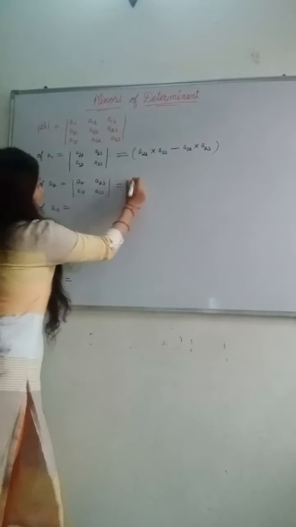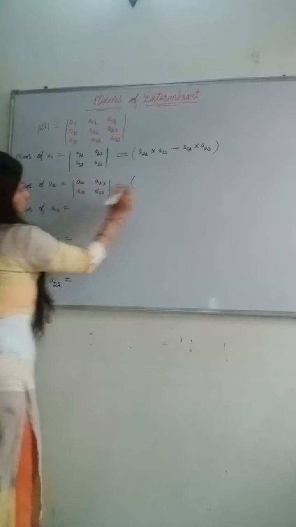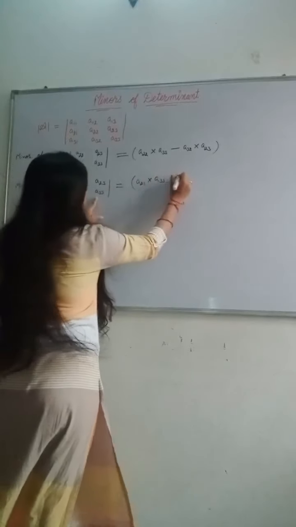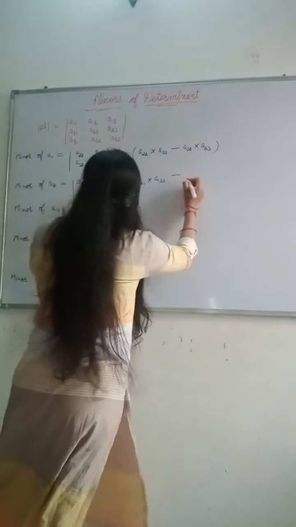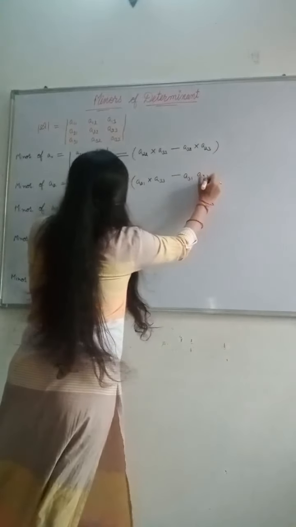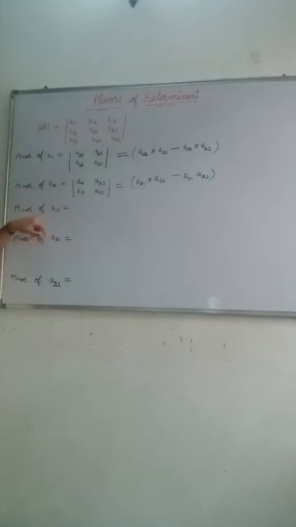Now solve it. Just multiply these two elements, A21 into A33 element. Put a subtraction sign. Multiplication of these two elements, A31, A23. That's it. Now let us find the minor for A13 element.